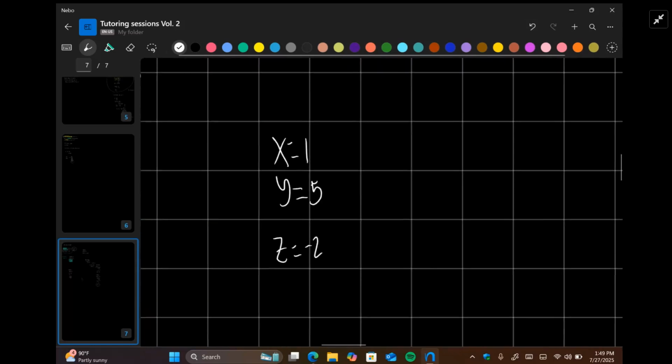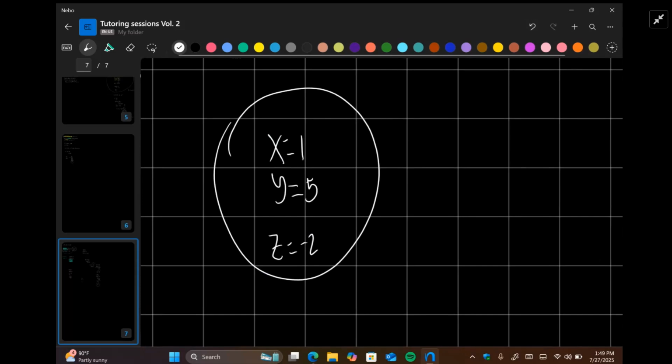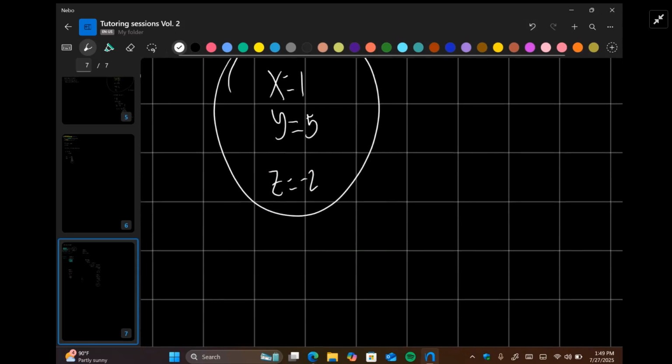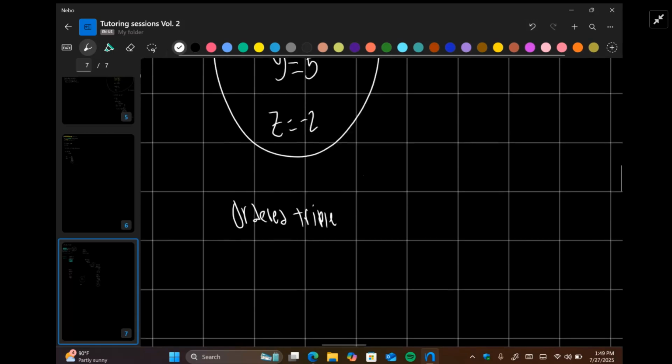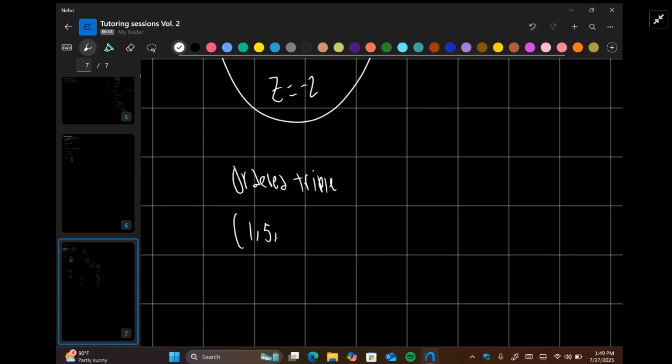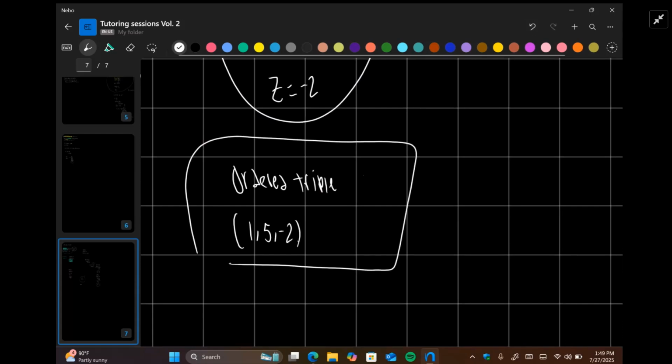So these are the three values x, y, and z, and the ordered triple will be 1, 5, negative 2. That is going to be the final answer.